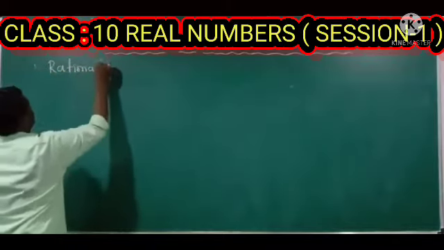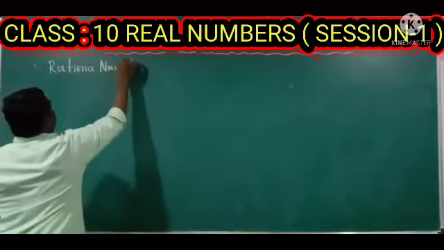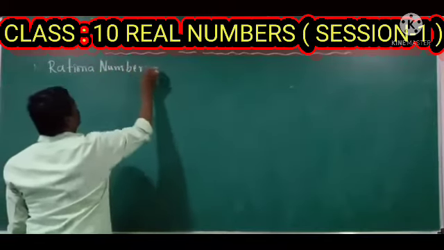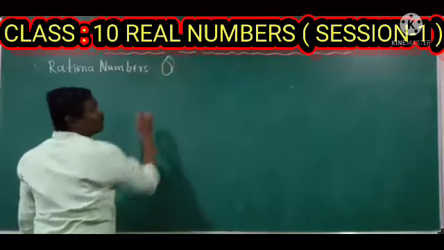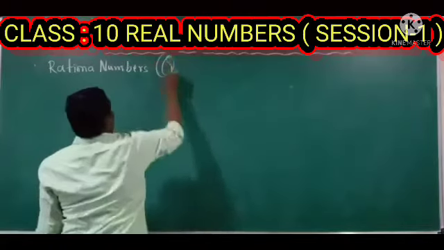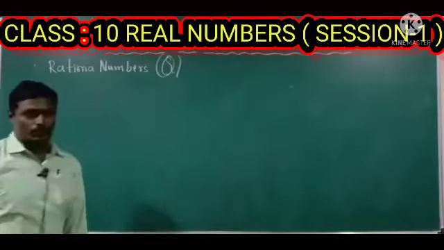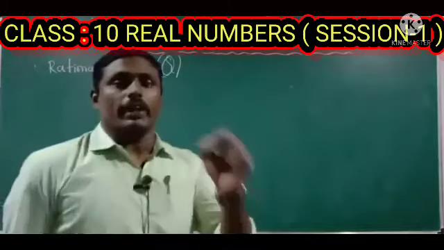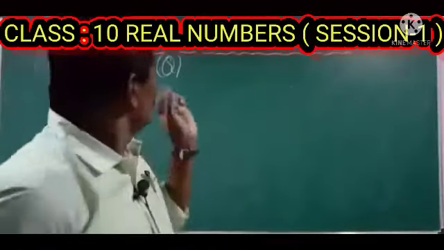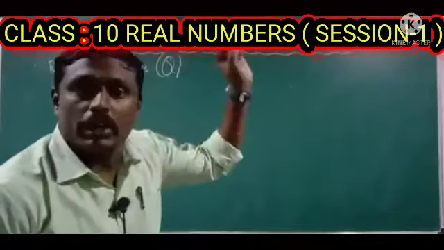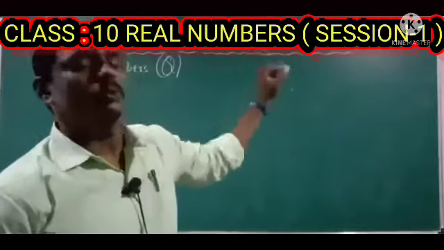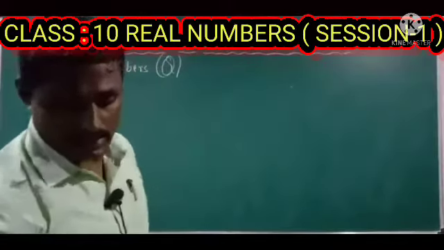Rational numbers, and these rational numbers are represented with the symbol Q. So how can you define the rational numbers? The numbers which can be represented in the form of p by q are called rational numbers.